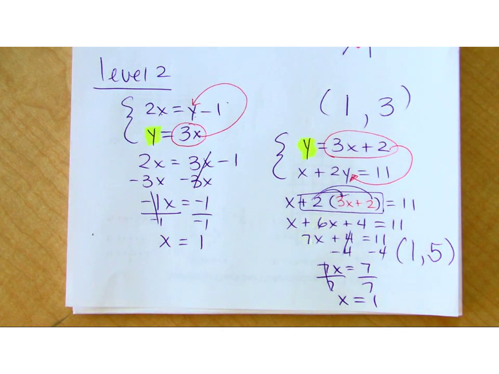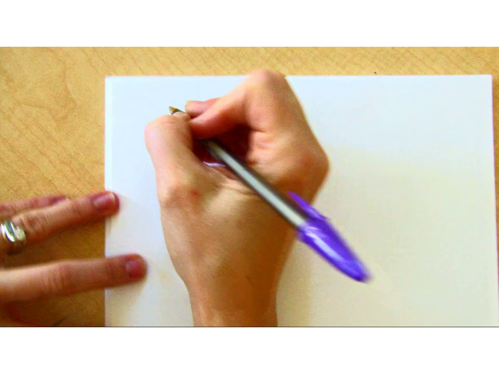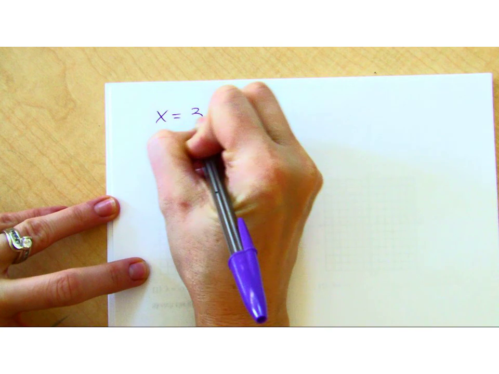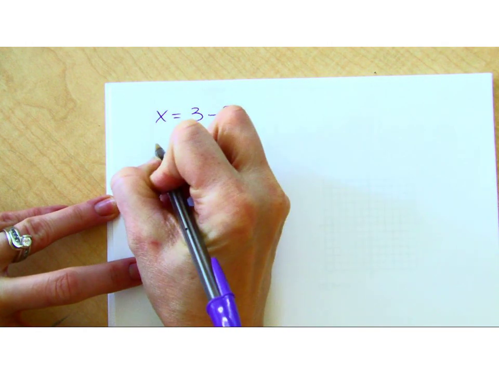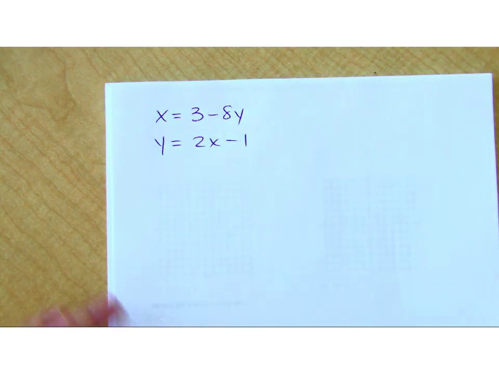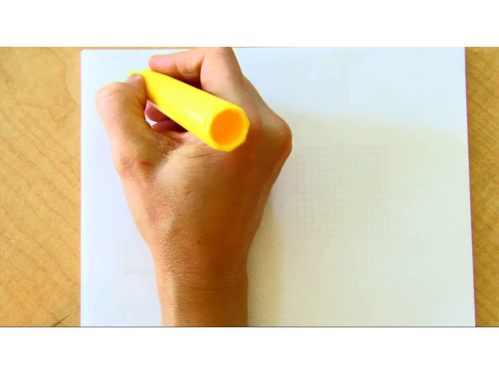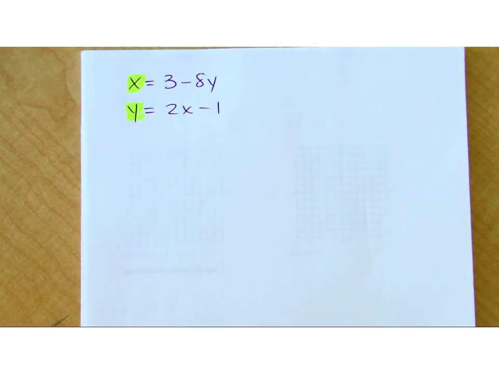Are you okay with a level 2? Okay, I'm going to show you one more type of level 2. Level 2 could also look like this: x equals 3 minus 8y, or y equals 2x minus 1. Well, if your goal is to get one of the equations solved for one of its variables, remember how I highlighted the y before? You could look at this and go, oh shoot, the x and the y is already solved for. So that means you have options.